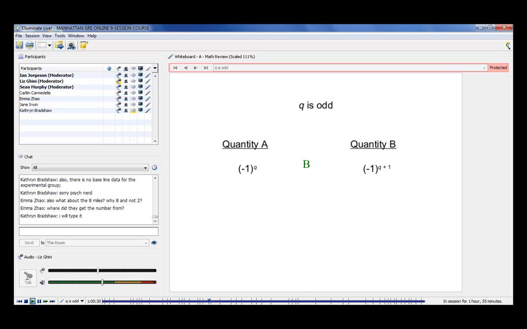And if you didn't get that, my hint is look at this. What does this mean? What does this mean if Q is odd? If you want to change your answer, that's absolutely fine. All right, if you see it, if you see why.